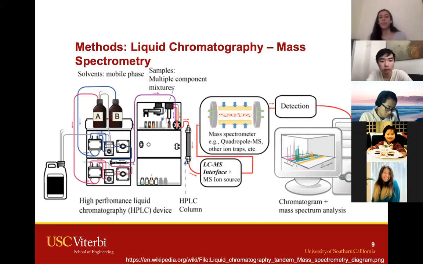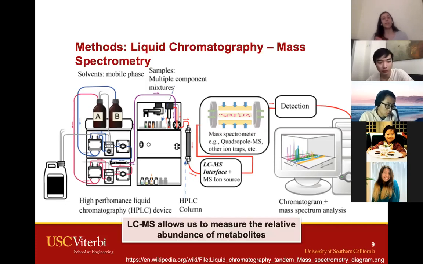The mass spectrometer, or MS, is where the samples are ionized, and it uses an electric field to separate the compounds by their mass over charge ratio and detect their relative abundances. So this is really powerful technology that makes all of this possible. It's used in a lot of areas of research, so I recommend learning more about it, and definitely join us on Wednesday to hear about HPLC more.